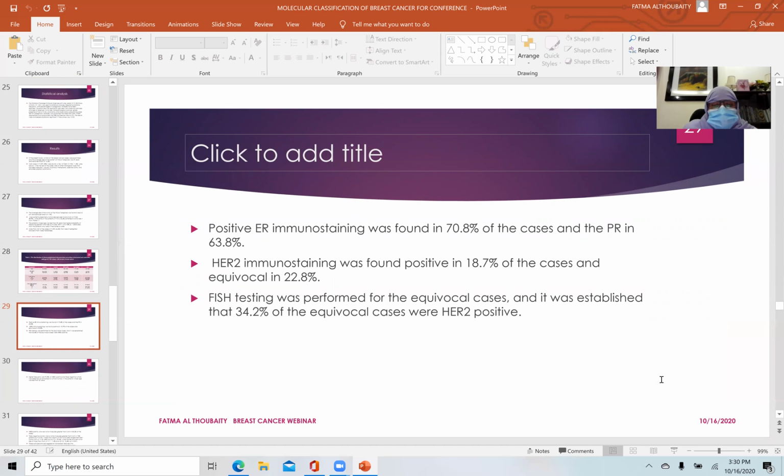Positive ER immune staining was found in 70.8% of cases and the PR in 63.8%. HER2 immune staining was found positive in 18.7% of cases and equivocal in 22.8%. FISH testing was performed for the equivocal cases and it was established that 34.2% of the equivocal cases were HER2 positive.